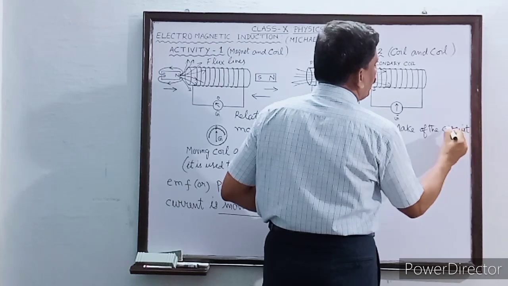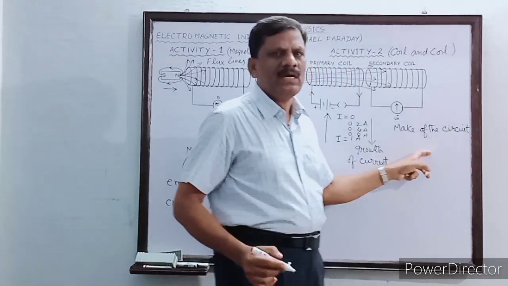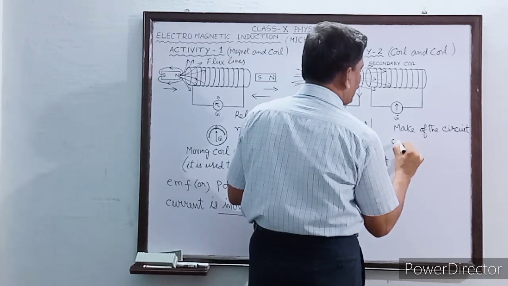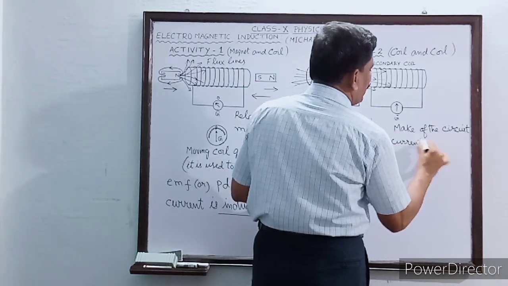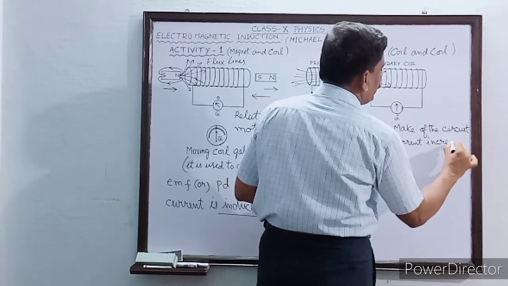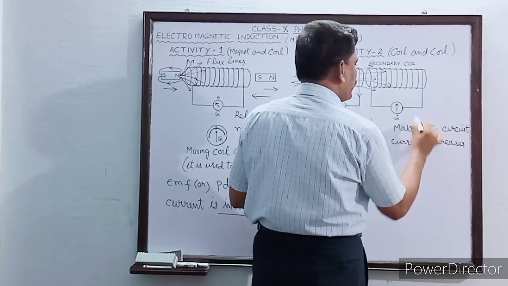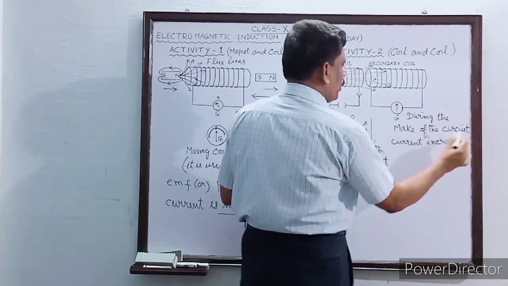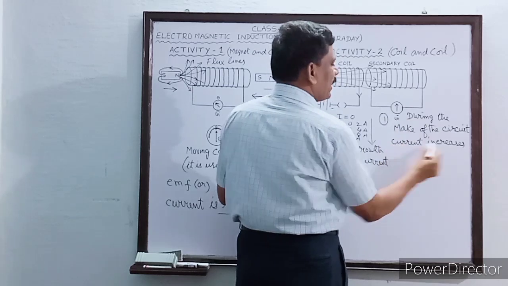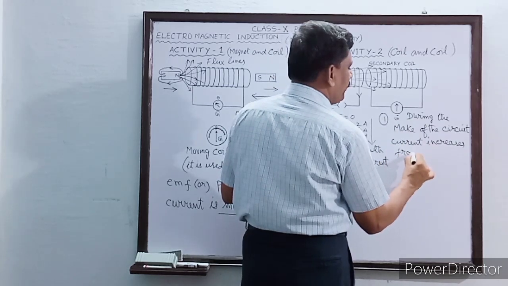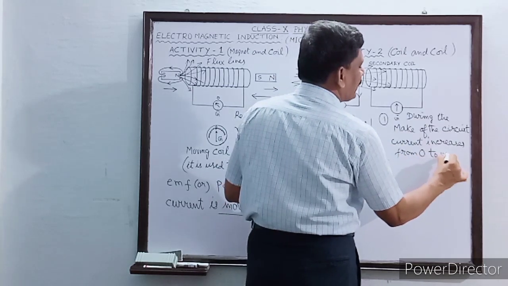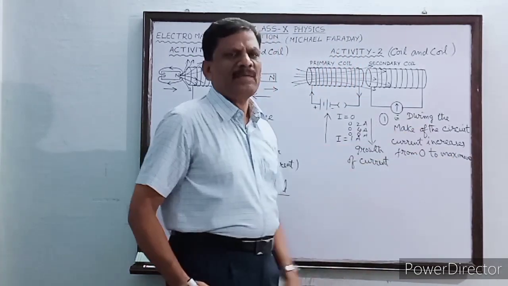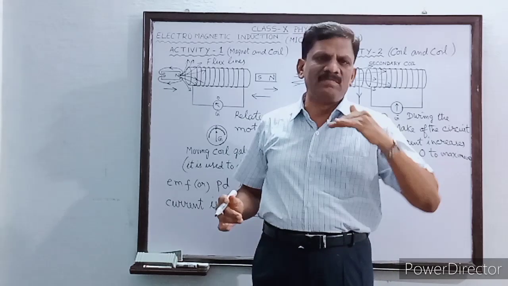During the make of the circuit, current increases from 0 to maximum. So I will write: current increases during the make of the circuit. Okay, this is the first point. Current increases from 0 to maximum.